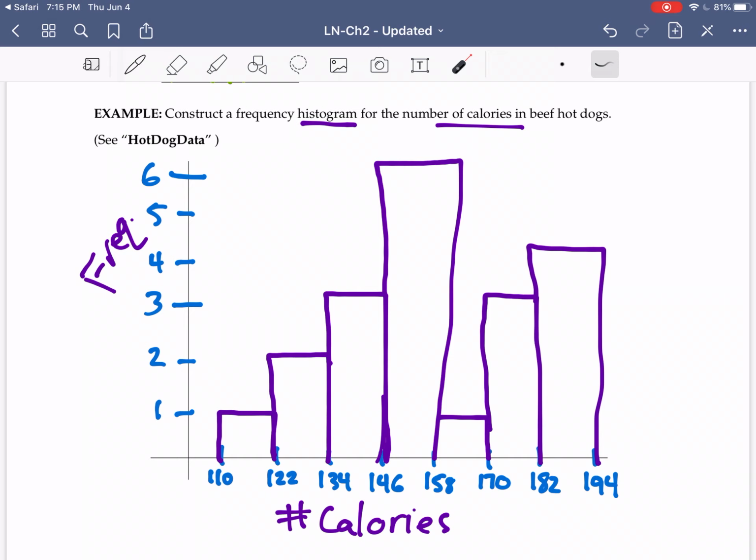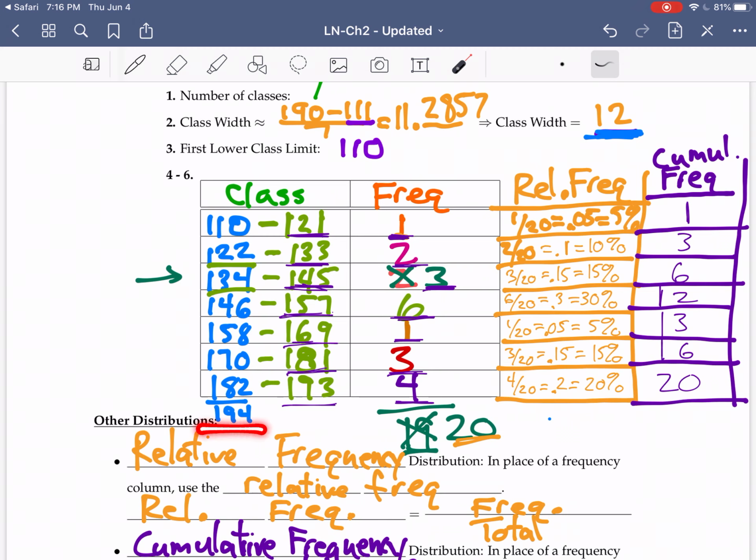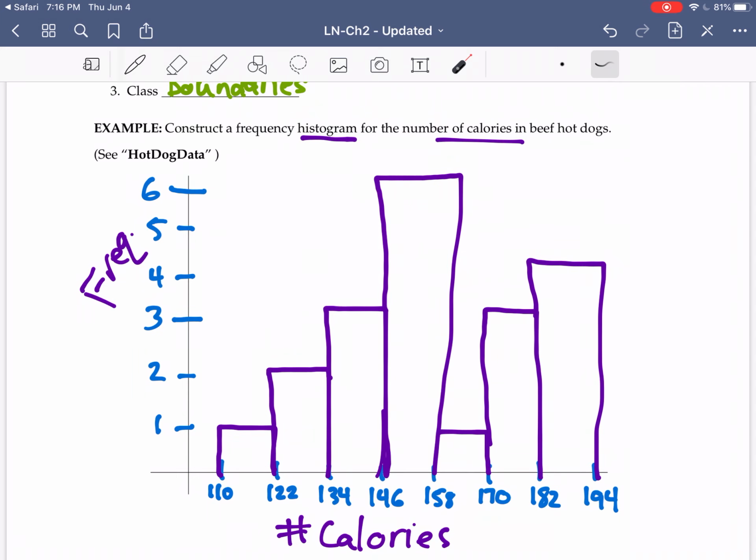Now, the 110, the 122, the 134, 146, 158, 170, 182, and 194, those all come from our lower class limits. And notice that 194 wasn't actually in any of these. It would have been, if we had one more class, the next value. All right, so that's our frequency histogram.